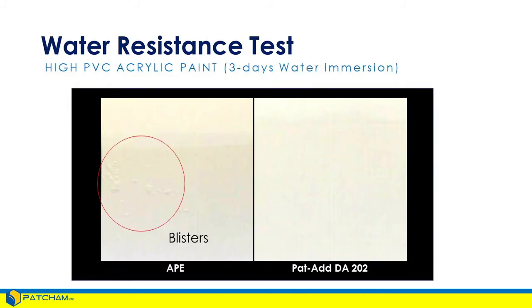Water resistance test, again, this is a high PVC paint, which is more sensitive because high PVC paint has less binder as a percentage of the total formulation. On the left-hand side, we can see the collapsed blisters from this water immersion test. This is 3 days of water immersion after the paint is dried. Blisters with APE and no blisters with the DA202. Remember, I did mention the resistance to rehydration after the film is dried.